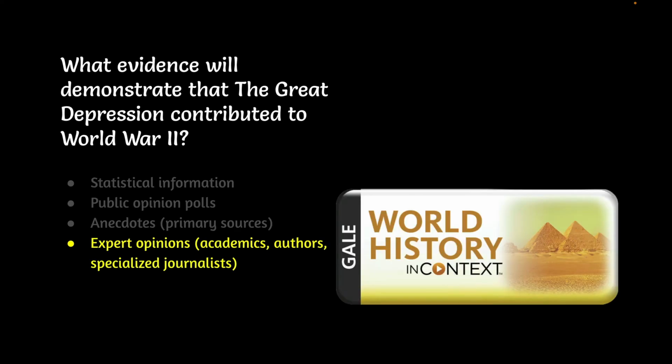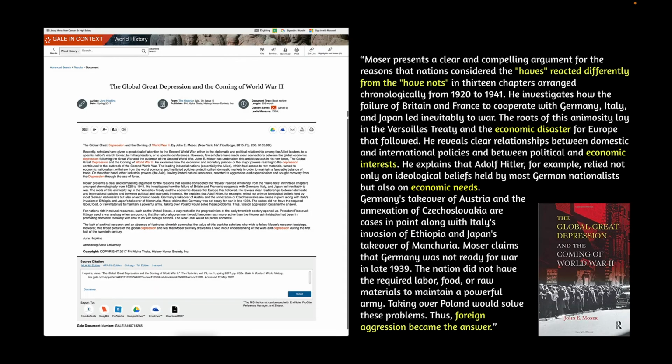So we want to let the research really be the guide for future revisions as we go from there. If I take a look at Gale in Context World History, one of the links in Schoology, I can look to expert opinions there. This is a book review of this book that we see in the lower right-hand corner. Just in looking over the review, it really does talk about the relationship between the economic disaster and the aftermath of World War I, leading to the rise of fascism that ultimately led to World War II. So this affirms that this is a doable topic.